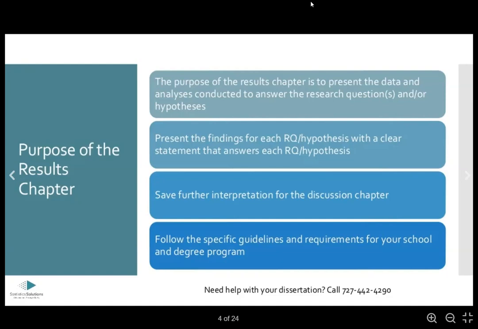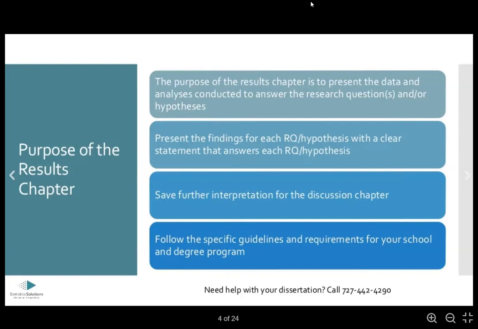Typically, you're going to present your findings by research question or by hypothesis. And you want to make sure that for each research question that you've laid out in the earlier chapters, you have a clear answer to that research question, and you're clearly stating whether or not your hypothesis was rejected or whether or not you failed to reject the hypothesis.